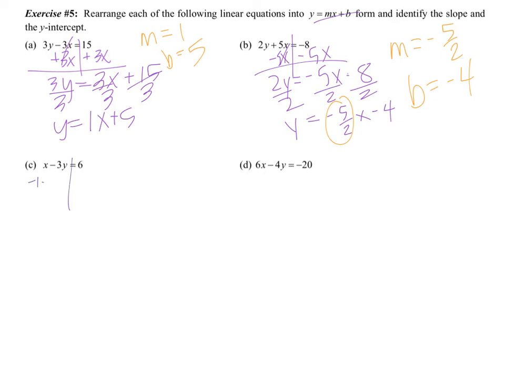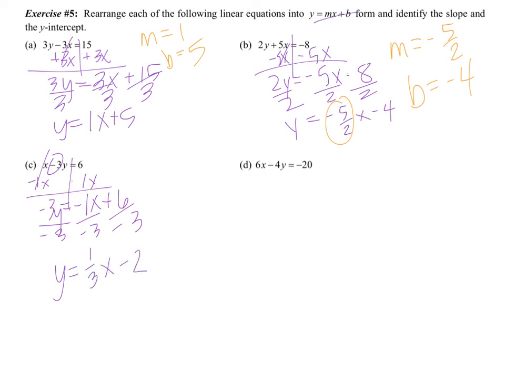Letter C, subtract 1x from each side. So negative 3y equals negative 1x plus 6. Please notice that because this is a minus 3y, that is the same thing as a negative 3y. Divide everything by negative 3, so y equals positive 1/3 x minus 2. So your slope is positive 1/3, and your y-intercept is negative 2.